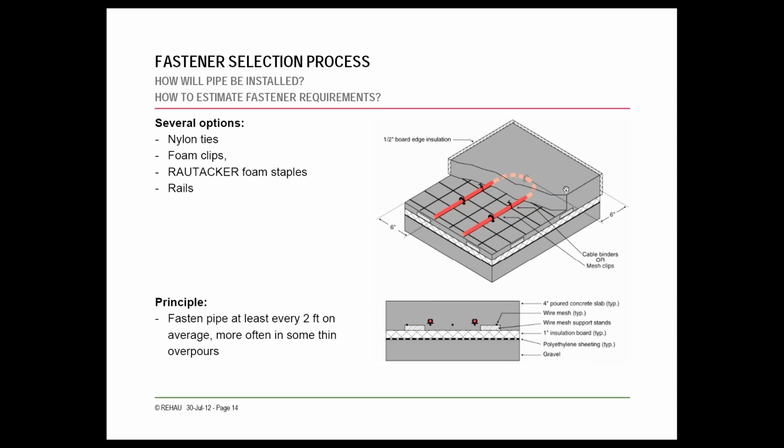The next portion, after you have the pipe figured out, would be to calculate your fasteners. Nylon ties, I mentioned before, and most other fasteners, you want to place every 2 to 3 feet or space them out a little more. We usually figure that they're going to be going at every 2 feet, which means you're just dividing the amount of feet of pipe you have by 2, and that'll tell you how many nylon ties or foam clips or staples, etc.